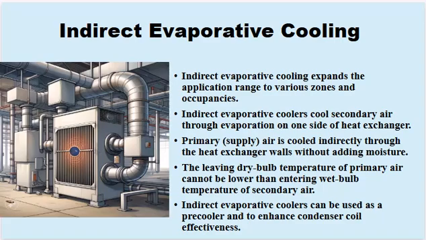Now, let's talk about temperature constraints. The system's cooling performance depends on the wet bulb temperature of the secondary air. The supply air's leaving dry bulb temperature cannot drop below this level. Indirect evaporative cooling has a few key applications. Pre-coolers: they're used to precondition air before it enters further processing. Condenser coil efficiency: they enhance the performance of condenser coils by lowering the air temperature around them. Indirect evaporative cooling offers efficient, effective, and flexible solutions for air cooling while keeping air moisture levels under control.